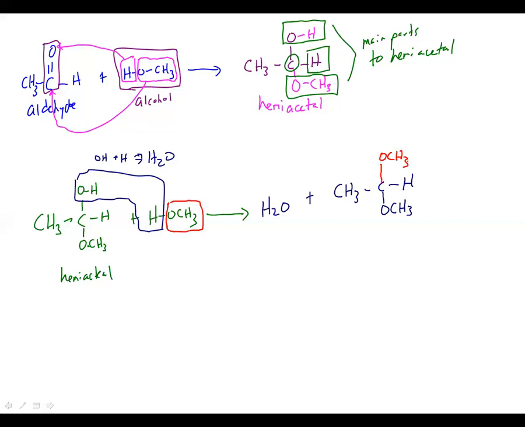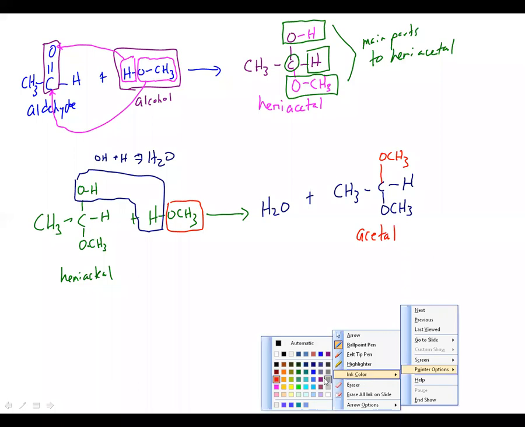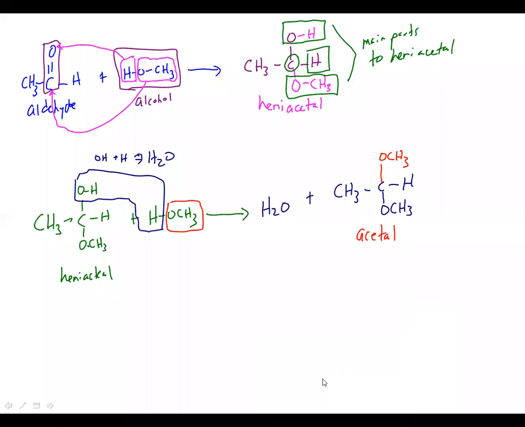And this compound where you have added the second alcohol in also has a name. It is what is known as an acetal. And the major parts of an acetal, if you have the structure given to you and you're looking at it, is that it will have not one, but two of these oxygen carbon groups.